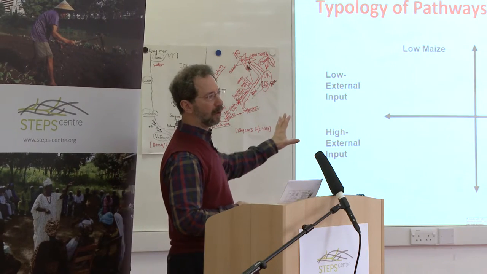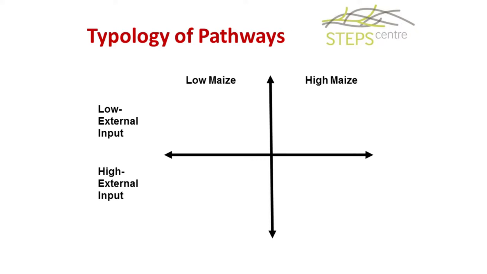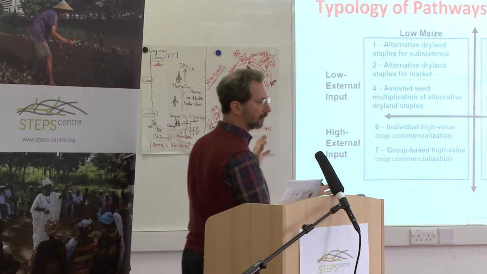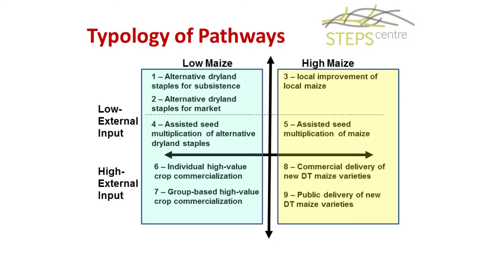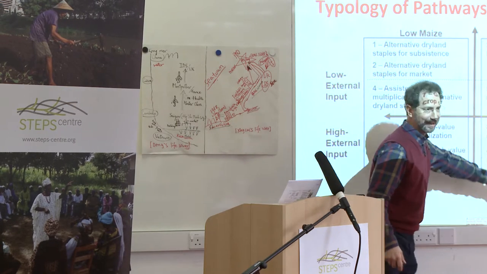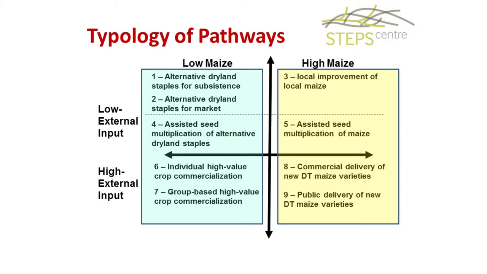And we mapped that onto this simple typology, the low versus high maize, high external input, and we placed those in this framework to help us to understand the kinds of pathways that might exist, that do exist, and potentially could be strengthened, or where others are dominant. With so much of things skewed towards maize, how might we get more of these alternatives?